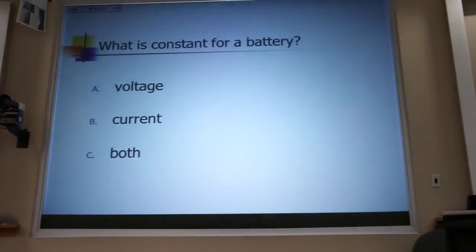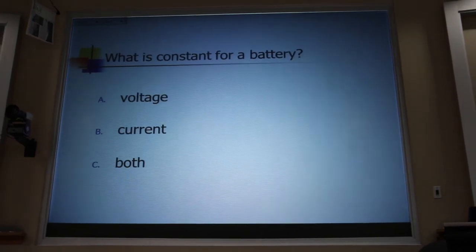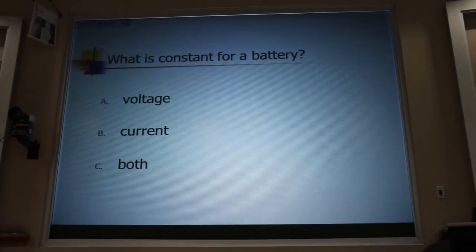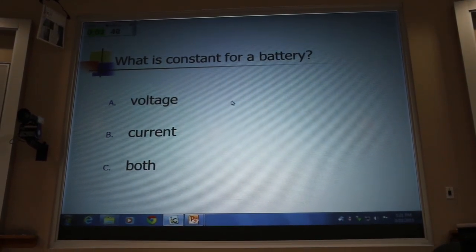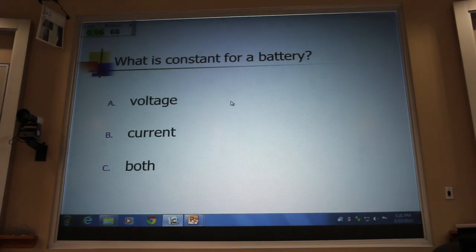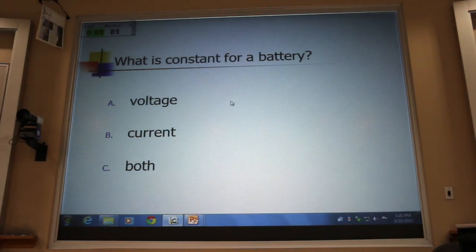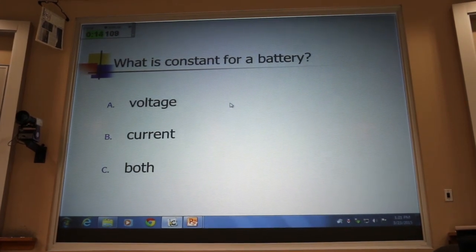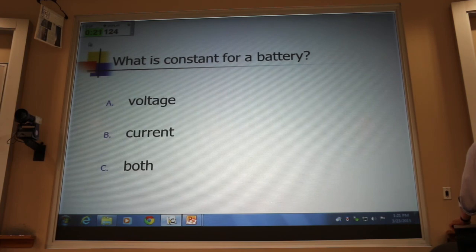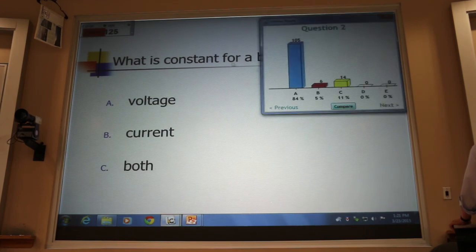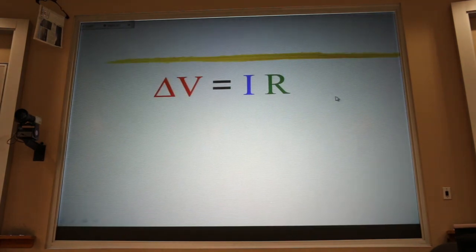Now, the first thing we need to establish yet again, you know the correct answer. What is constant for a battery? Is it voltage, current, or both? We all know the right answer. We had the discussion on Friday. Just tell me that you remember. Okay. Good. The answer is voltage.